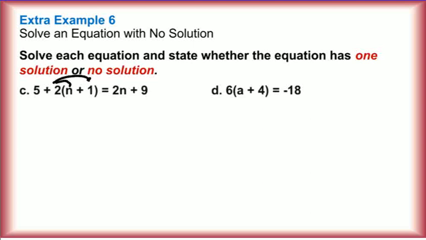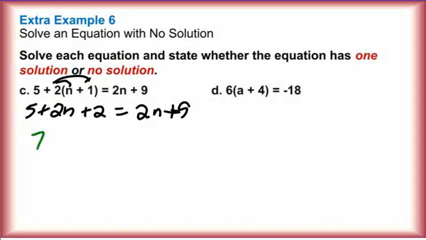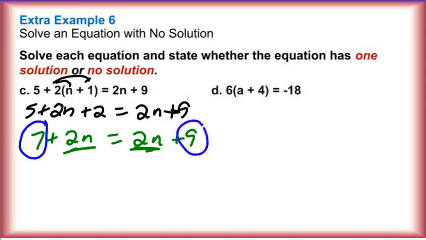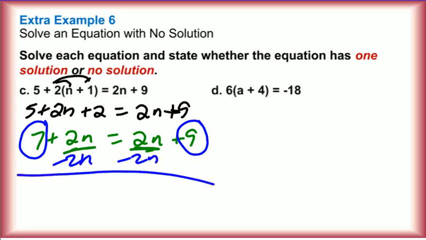Next, distribute. So I got 5 plus 2n plus 2 equals 2n plus 9. Combine like terms here, I get 7 plus 2n equaling 2n plus 9. You'll notice that the coefficients and the variables are the same. So when you bring them together, what I have left on each side are not the same. If I subtract 2n, I'm now left with 7 equaling 9. That never happens. So this is no solution.